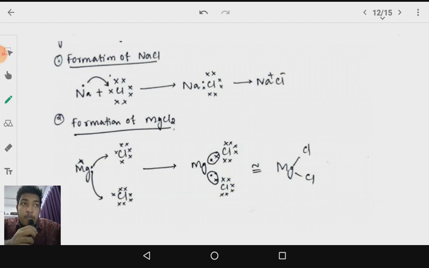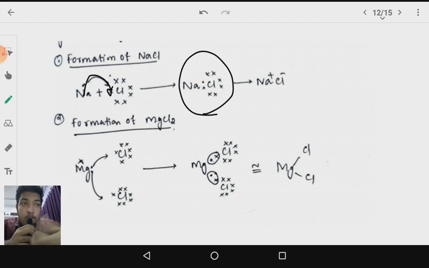So let us see the formation of sodium chloride here. So sodium is having 1 electron extra and chlorine is deficit of 1 electron. So that electron is given to chlorine, and now there is a bond formed between the sodium and chlorine, and that results in the formation of sodium chloride.